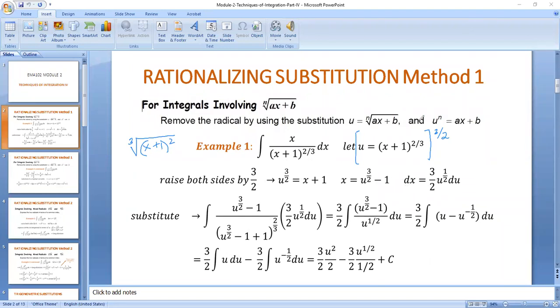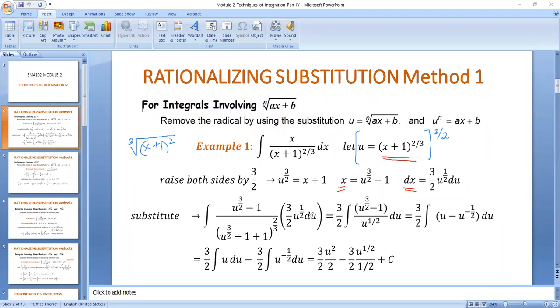Okay, so this is now your dx, and this is your x, and this is for the x plus 1 raised to 2/3. Now, the things that I have underlined here actually are going to replace your x here in the original integral. So your x is now u raised to 3/2 minus 1. The dx is this 3/2 u raised to 1/2 du.